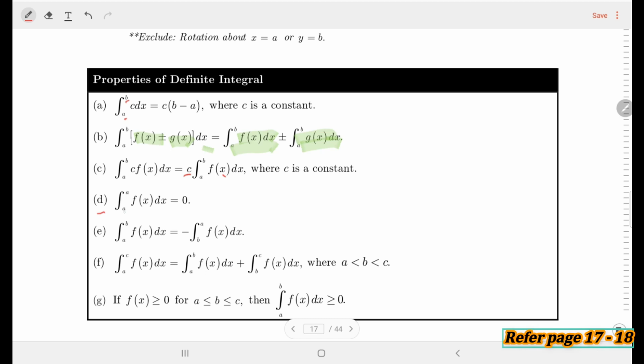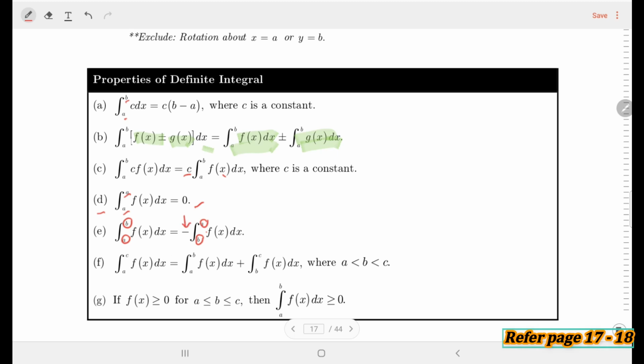For part D, we have the same limit for upper and lower, so we know that a minus a is 0, so the integral equals 0. For E, if we look at these two limits, here we have from a to b, but on the right side we have from b to a. The property says we just put a negative sign, and then they are equal to each other.